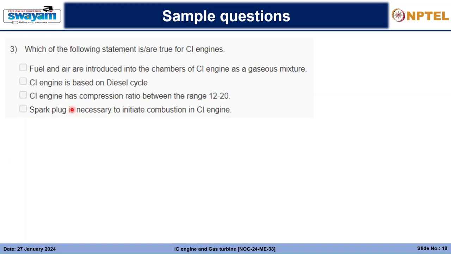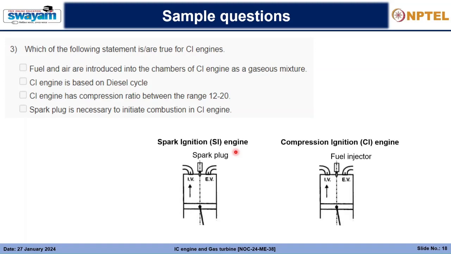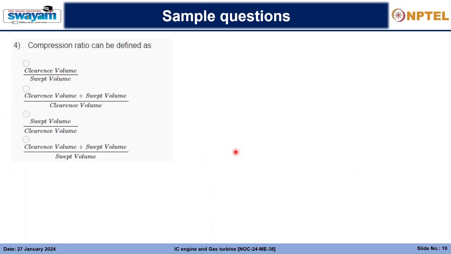Then, the CI engine is based on the diesel cycle. That is correct. Again, the CI engine has a compression ratio in the range of 12 to 20. So the CI engine has a huge compression ratio, and this range actually matches, and in the SI engine the range is around 8 to 10. So this statement also is correct. And fourthly, a spark plug is necessary to initiate combustion in the CI engine. That is not correct. There is no spark plug, only a fuel injector is present. So the correct statements will be these two. Okay. Then the next question, compression ratio.